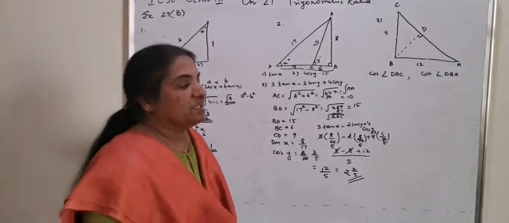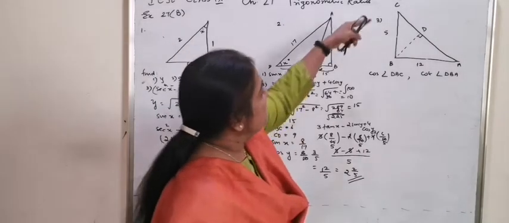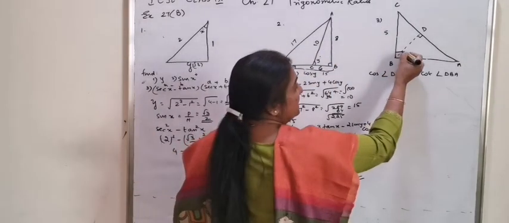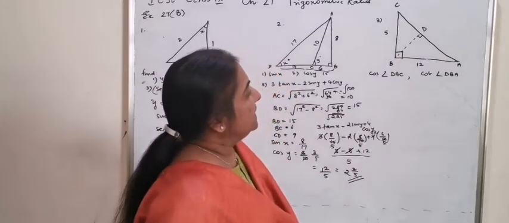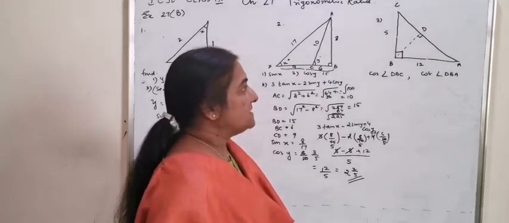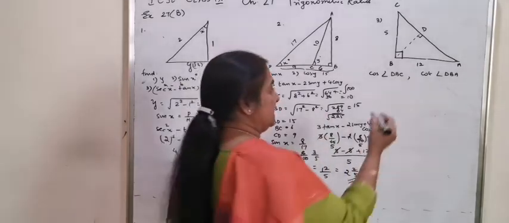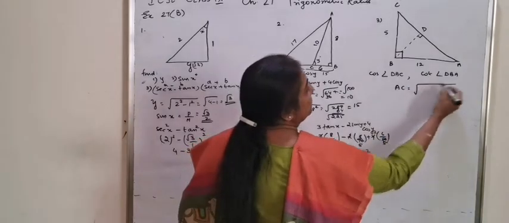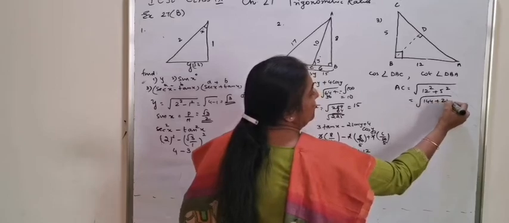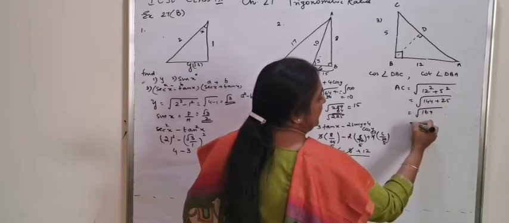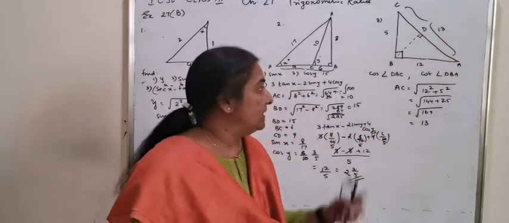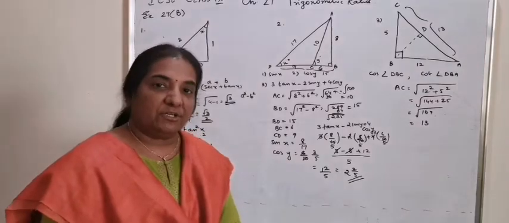And now passing on to question number 3. You can see in figure ABC, angle B is 90 degrees. Then the length of AB is 12, BC is 5. So the first concept is to find out the length of AC. AC is equal to the square root of 12 squared plus 5 squared, the square root of 144 plus 25, root 169, is equal to 13 units, or whatever be the measure given in the question.